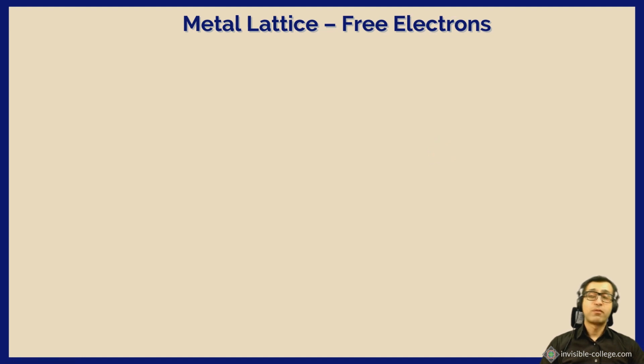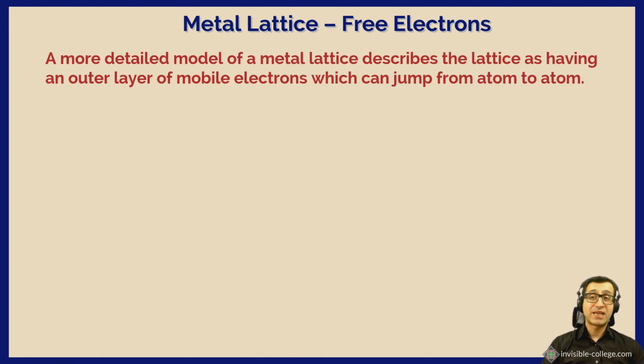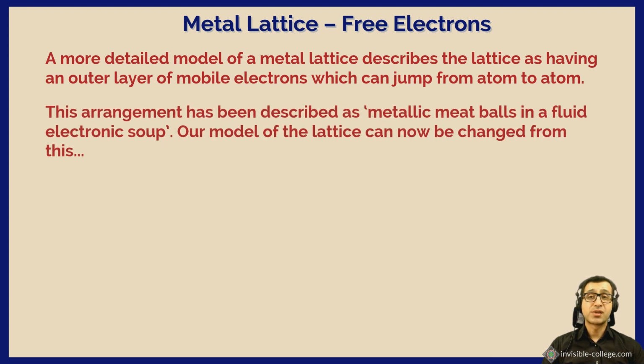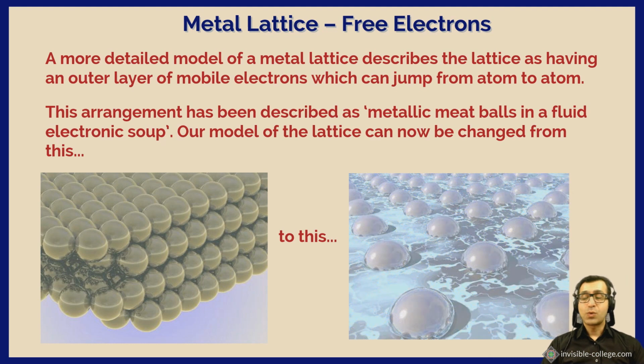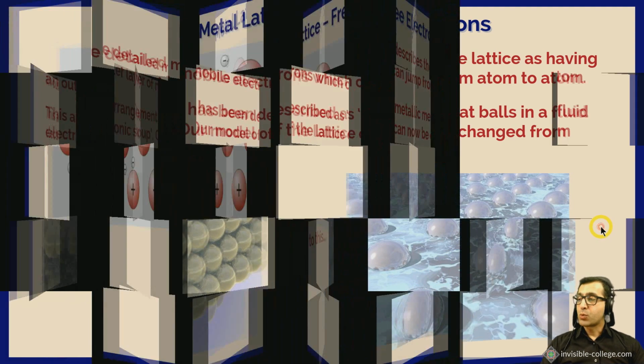So a more detailed model of a metallic lattice describes that lattice as having an outer layer of mobile electrons that can jump from one atom to the next. This arrangement has been described as metallic meatballs in a fluid electron soup. So our model of the lattice can now be changed from this to something a bit more like this. So a lot of the time you'll hear these analogies being used to describe metallic bonding. Sometimes the delocalized electrons between these metal ions are described as a sea of delocalized electrons within which the metal ions float. So what's actually happening here?